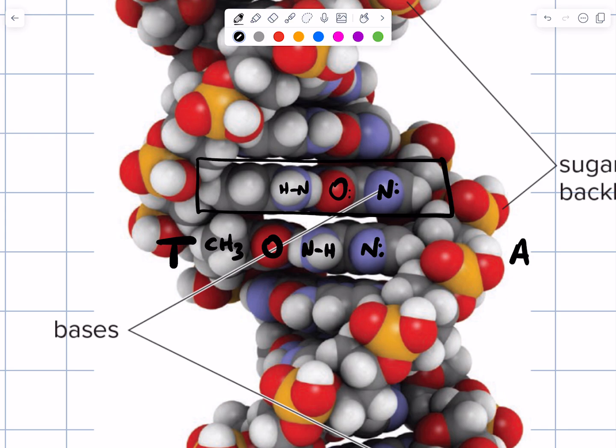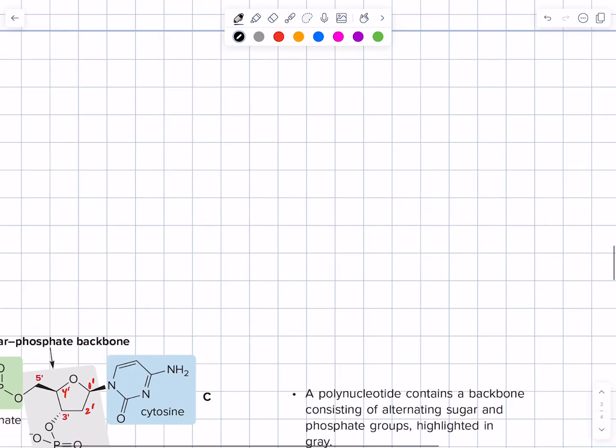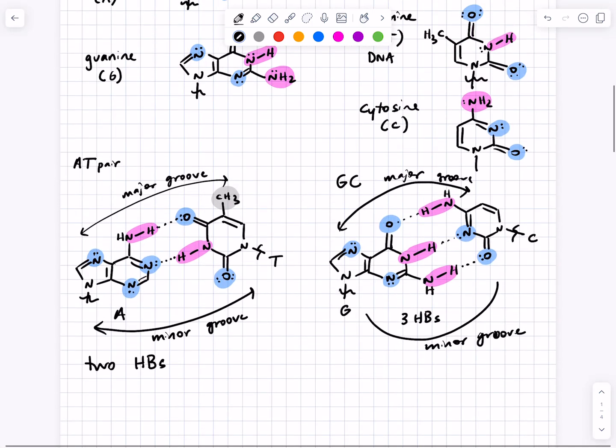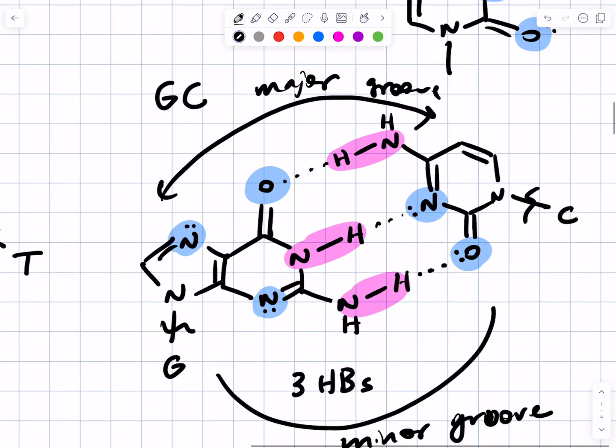And then how do you know which side is C and which side is G? The oxygen side is the G side, right? Because if we scroll up to the guanine-cytosine base pair, the major groove side of C only has the exocyclic amine. The major groove side of G has both the ring nitrogen and the oxygen.